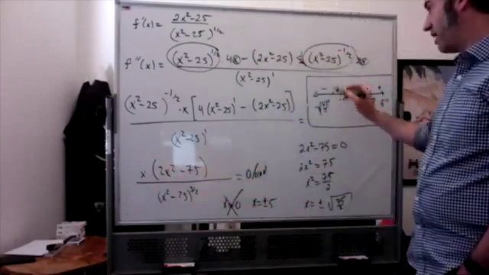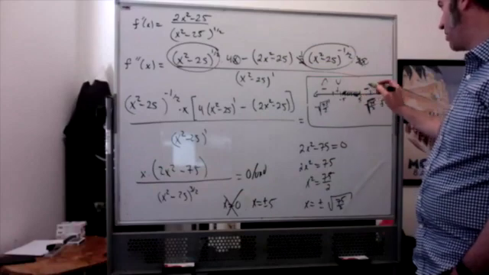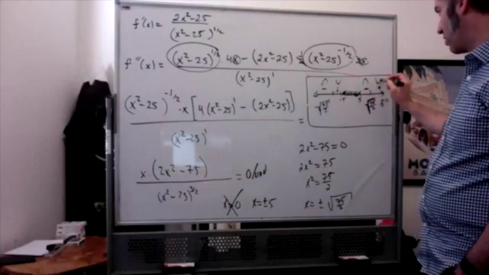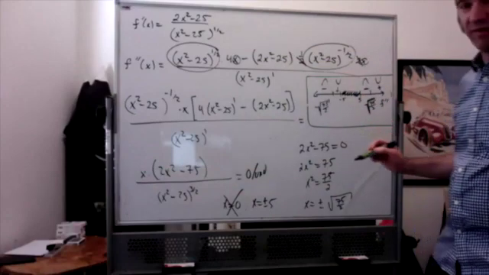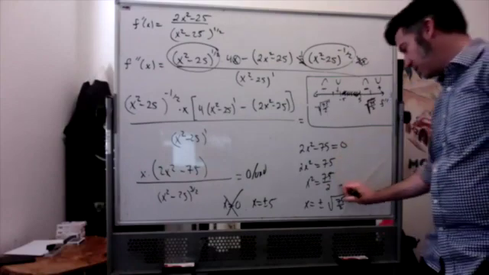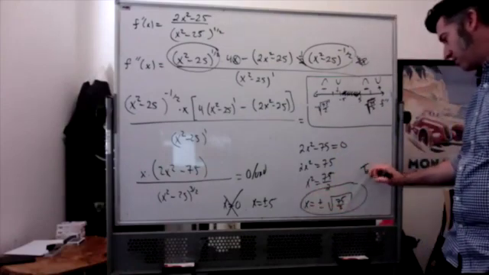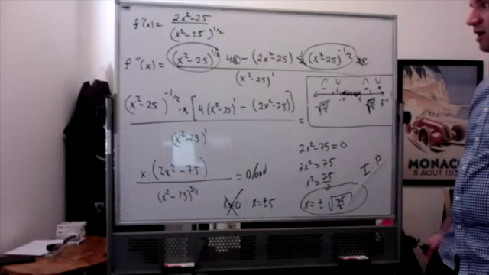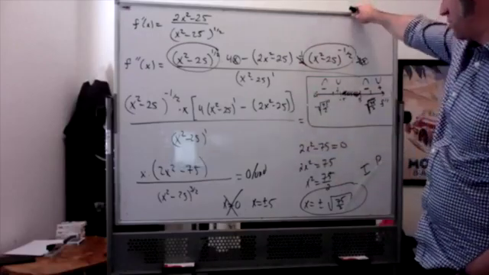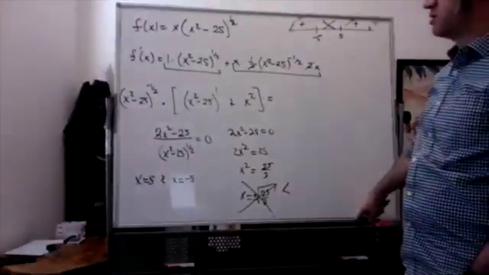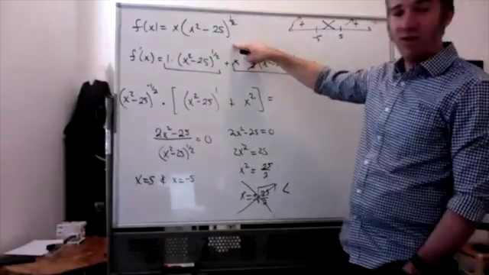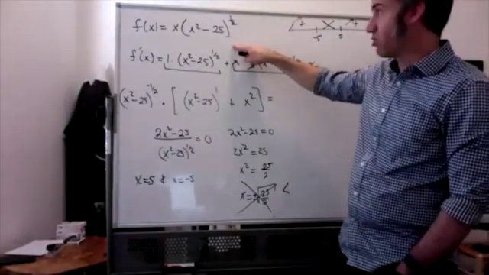So here's what we've got. It's concave down, concave up, concave down, concave up. So we have inflection points. These points right here are inflection points. And if you look back at the original function, I don't really think you need to find the y values, but you could.